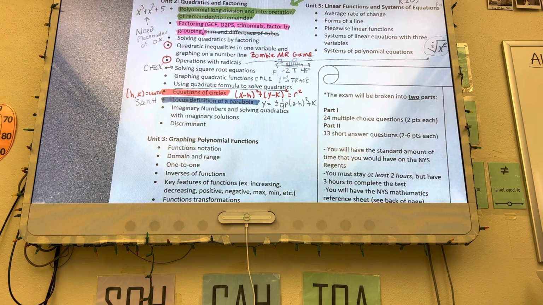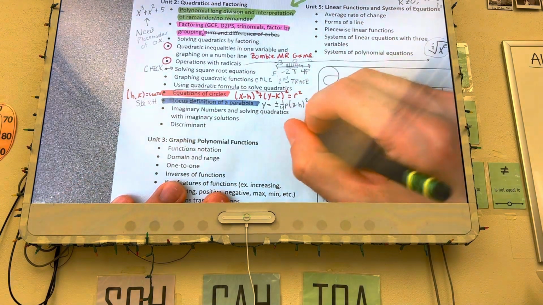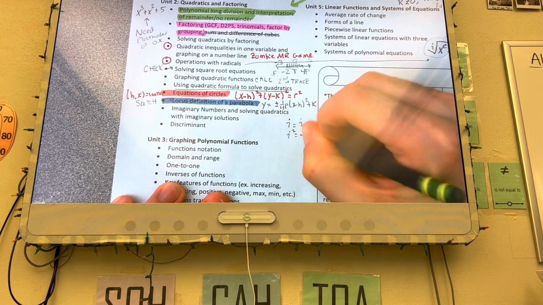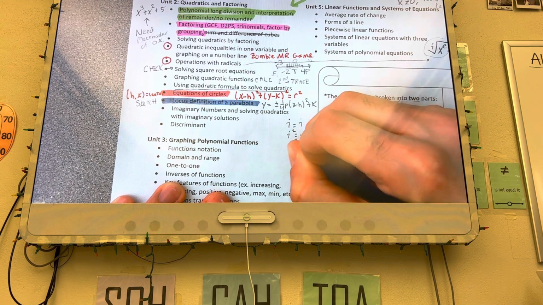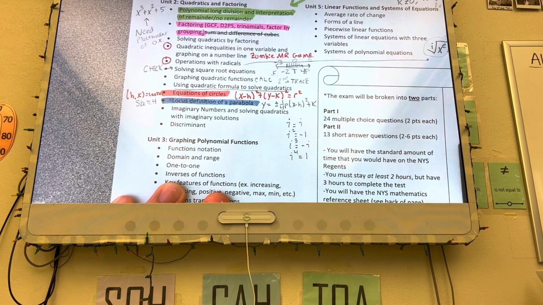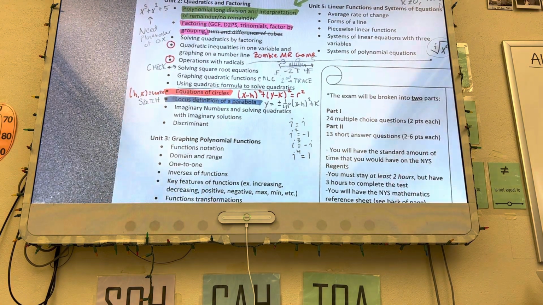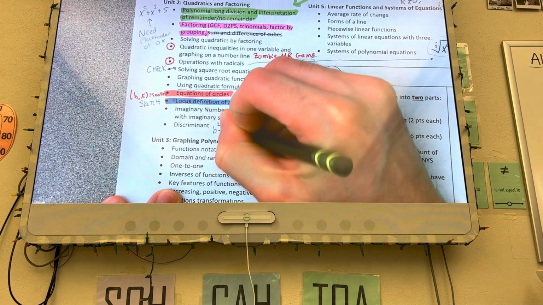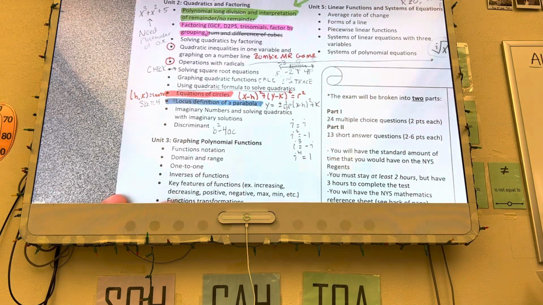What else do we got? Imaginary numbers. Remember your imaginary numbers. That's going to be i to the first is just i, i to the second is -1, i to the third is -i, i to the fourth is +1. The discriminant would come next. That is b squared minus 4ac. Again, this doesn't tell you what the roots are, it just tells you the nature of the roots and how many there are. Okay.